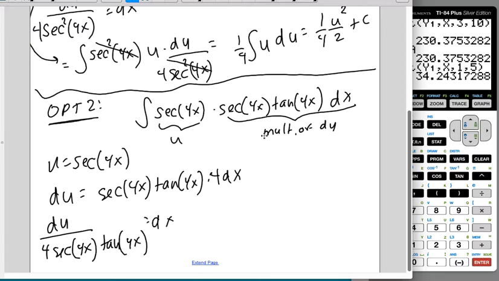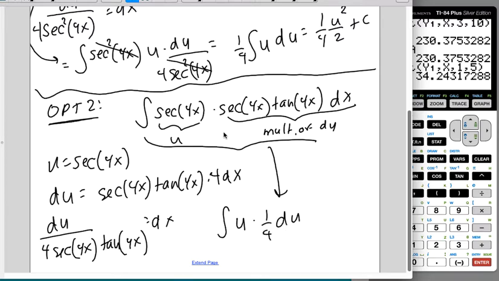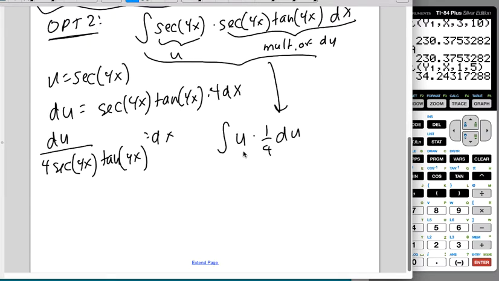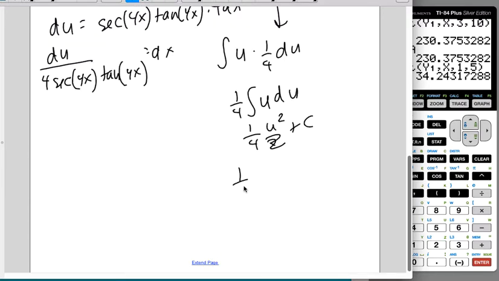Well, if you did that, then it would mean that this entire integral could be replaced as a u times a 1/4 du, right? Because essentially the secant 4x tangent 4x would cancel this secant tangent 4x and this secant. So you'd get that this would be a 1/4 the integral of u du. So you'd get this is 1/4 u squared over 2 plus c. And so you'd get that this is a 1/8 secant squared of 4x plus c, and that's also right.